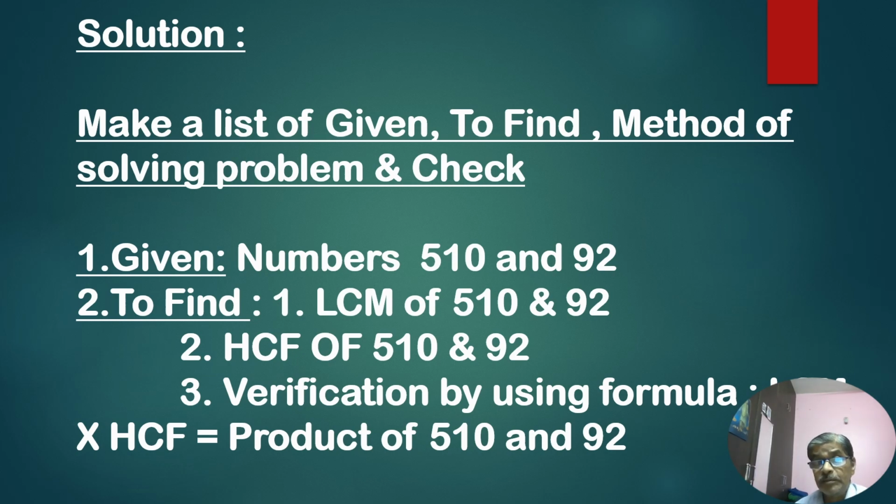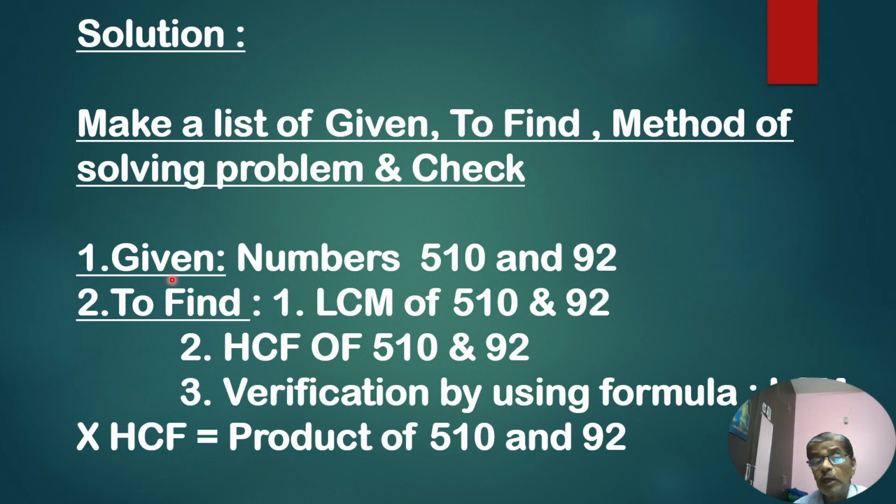So what is it that you have to do? Make a list of all the given, whatever is given in the problem. Then what is to be found out? Then the method of solving the problem. There are different types of methods that you can adapt for solving each problem. For different types of problems, we have different methods. And finally, you can check. So now let us see how we can do this.